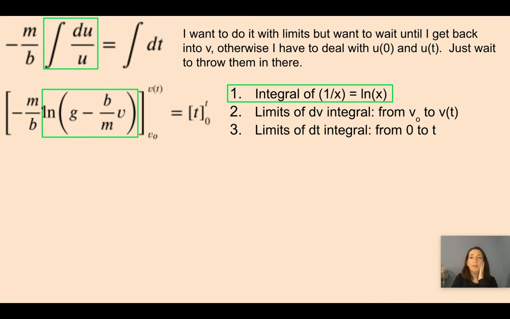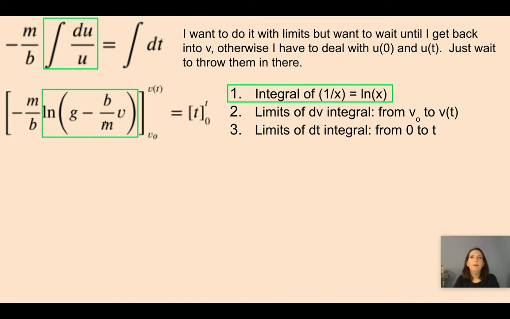In physics, often I just say log when I mean natural log. Okay? So it's the natural log of u. And u was g minus b over m v. So that's all that happened with this green box. It's just that the integral of 1 over x was log of x. And then instead of writing u, I went back into v land.